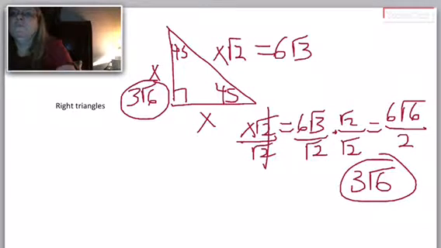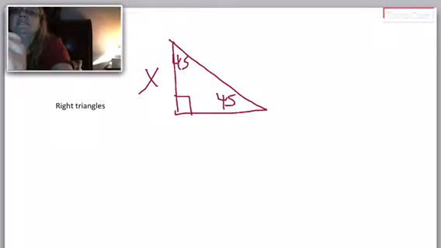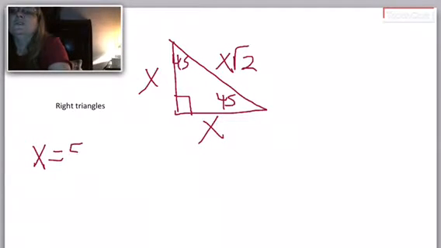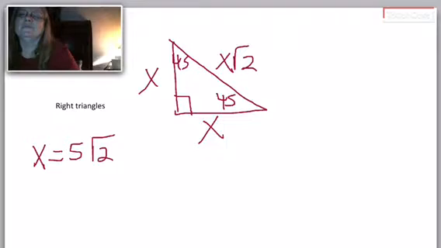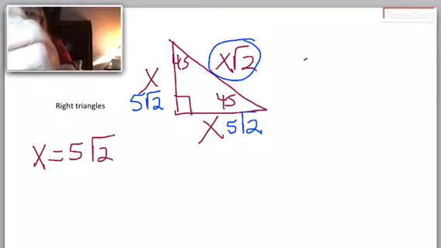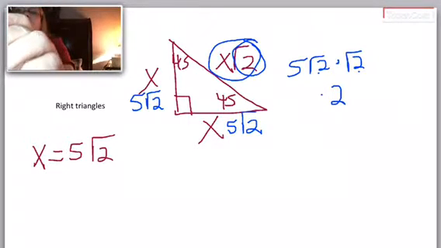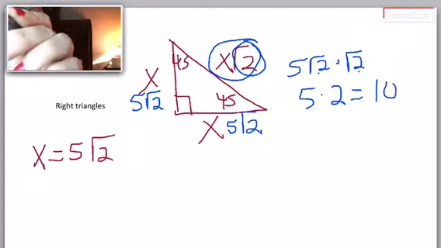Let's look at one more: 45, 45, 90, with x times the square root of 2. What if you're told that x is equal to 5 times the square root of 2? Just change colors here. That means that this side is 5 times the square root of 2, this side is 5 times the square root of 2, and this side is x times the square root of 2, so 5 times the square root of 2, times the square root of 2. The square root of 2 times the square root of 2 is 2, times 5 is 10.